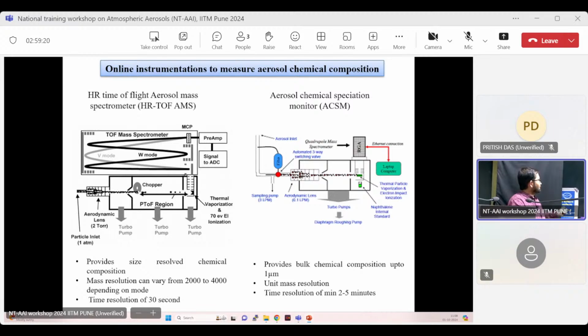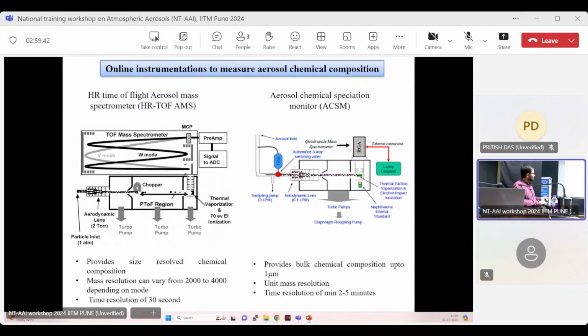So this is the technique for this AMS. It is a very complex instrument. But if you see for ACSM, what I mentioned, ACSM is mostly for the bulk chemical composition. It's a fairly simple one. What we basically do is sample in the same way with an aerodynamic lens, pass it through, and detect with a more robust detector.